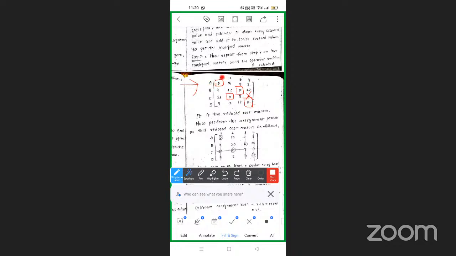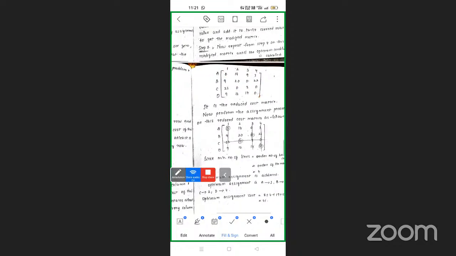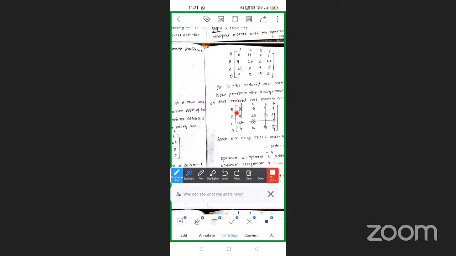A is assigned to the first job. B is assigned to the third job. C is assigned to the second job. And D is assigned to the fourth job. For the final answer, we identify these positions in the original matrix. These are the assignments.